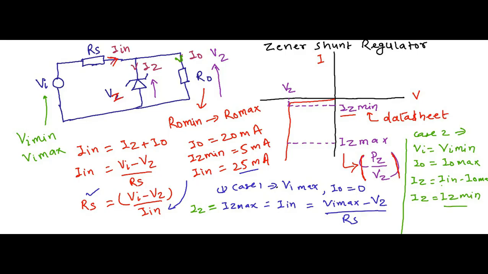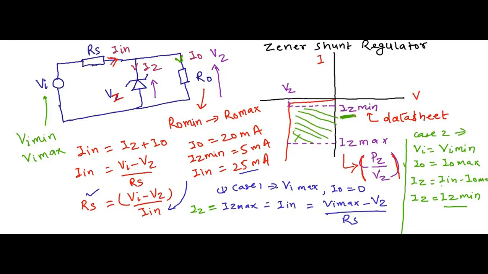So your operating current, if you look at the Vi characteristic here: in case number 2, when your I naught equals I naught max, the maximum load current, your Zener current is going to be minimum. And in case number 1, when your I naught equals 0, your Zener current is going to be maximum. For your Zener diode regulator, this is the operating region.